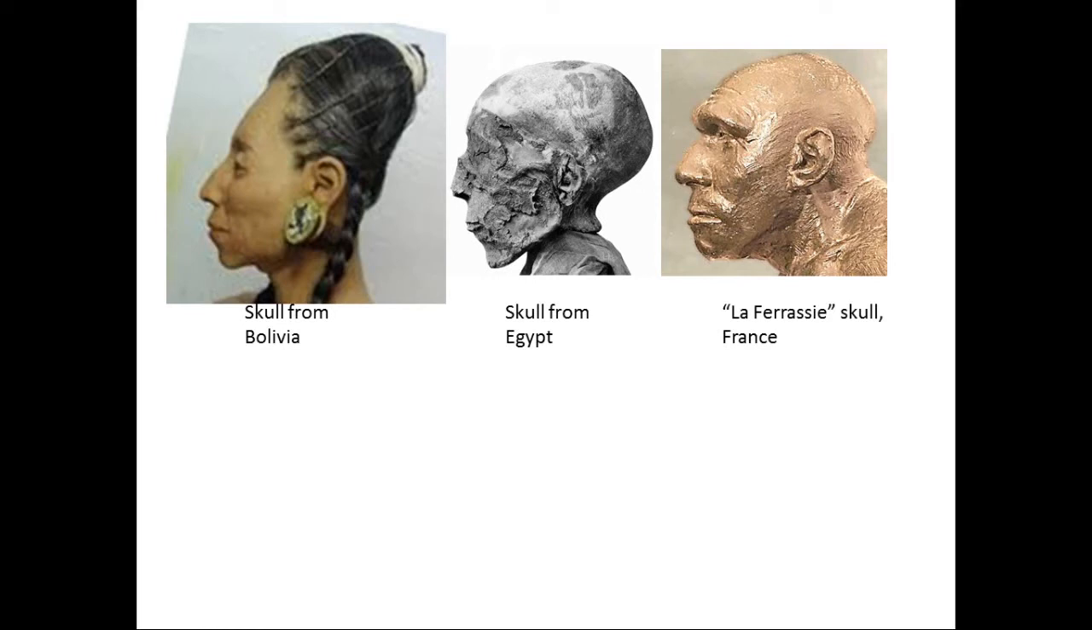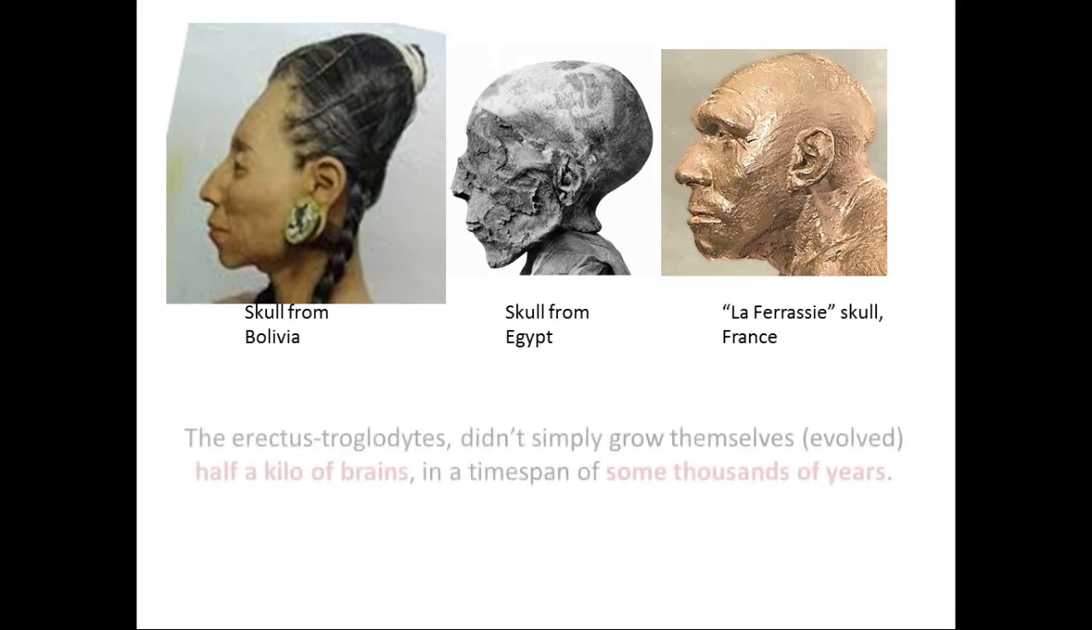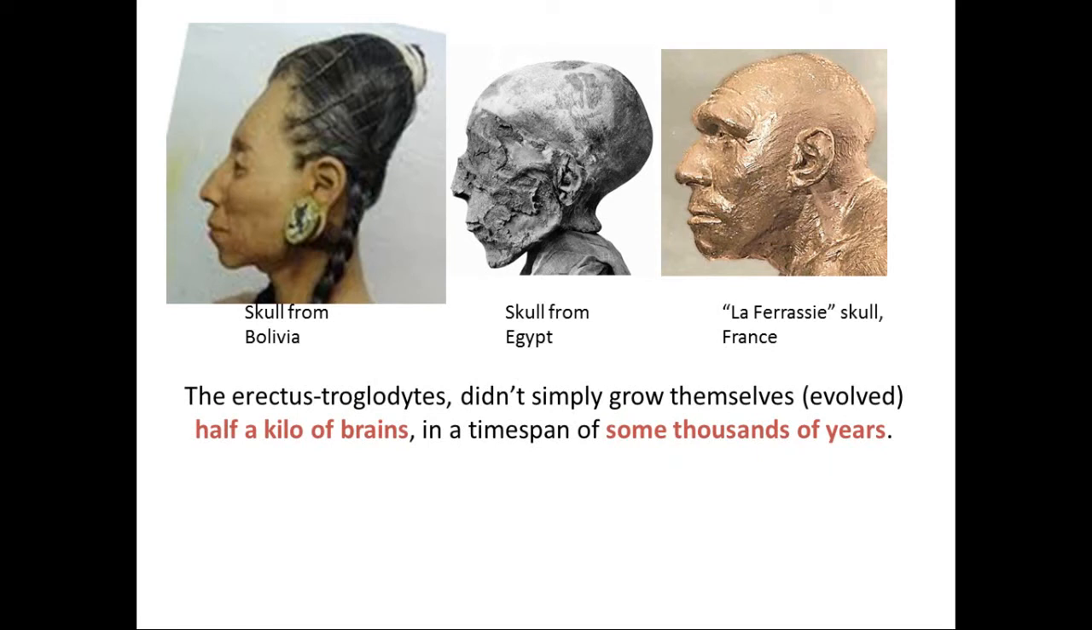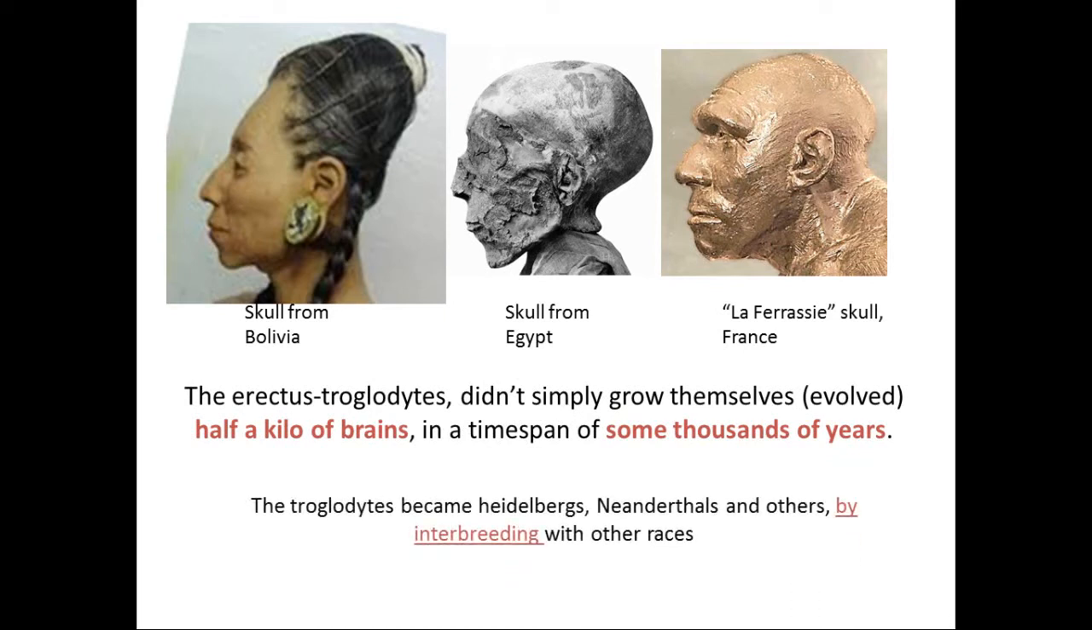What conclusions can be drawn from this? The erectus troglodytes didn't simply grow themselves half a kilo of brains in a time span of some thousands of years. The troglodytes became Heidelbergs, Neanderthals and others by interbreeding with other races. This greatly explains the difference among early and late Neanderthals, for example, and many more.